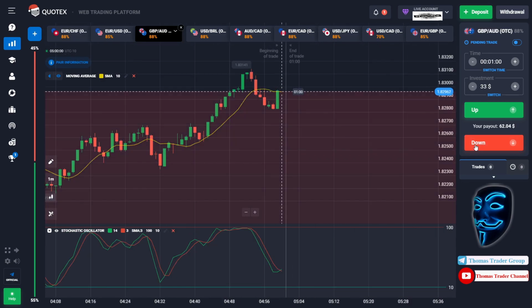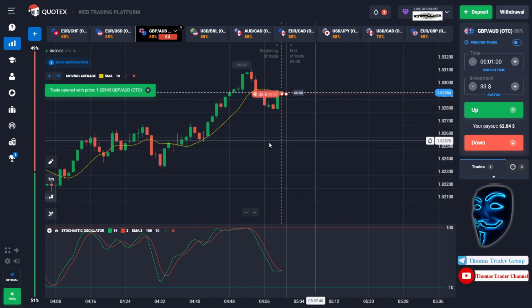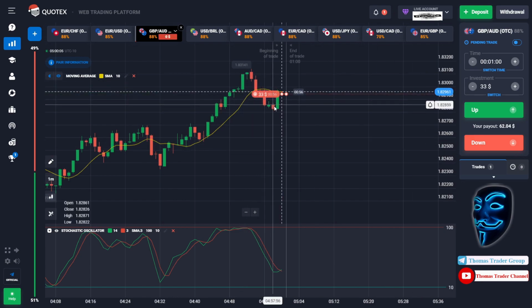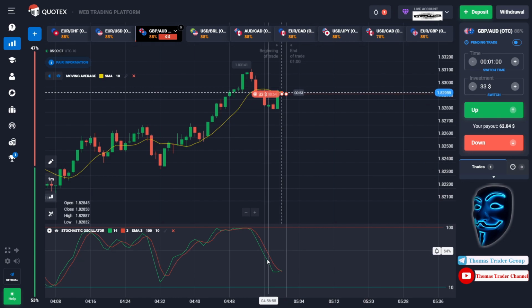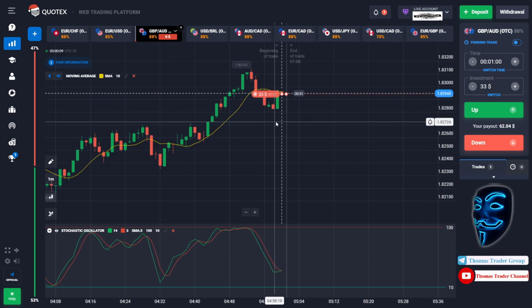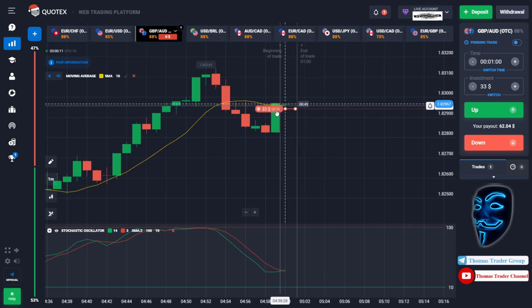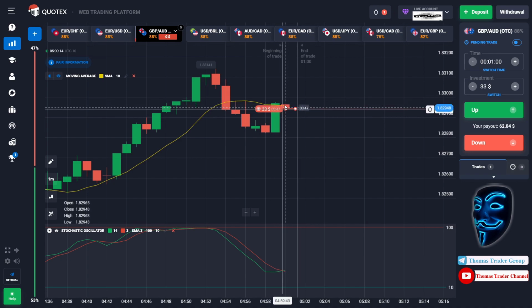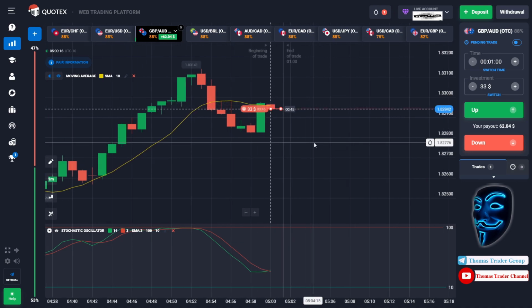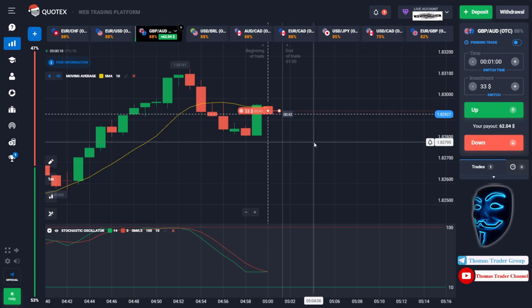Over here we can open sell for 1 minute. As you can see, the market is going bearish and the stochastic oscillator is also facing bearish trend and the market has already touched the moving average line. When the market touches the moving average line, it will make a rebound and it will continue the bearish trend. Let's prove it and let's wait till the end of our trade.